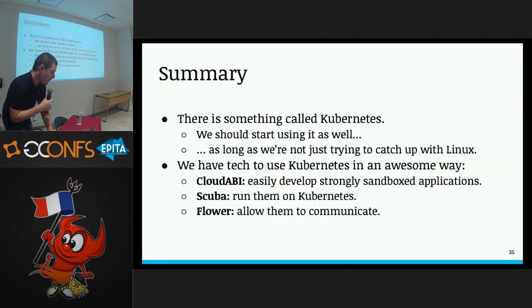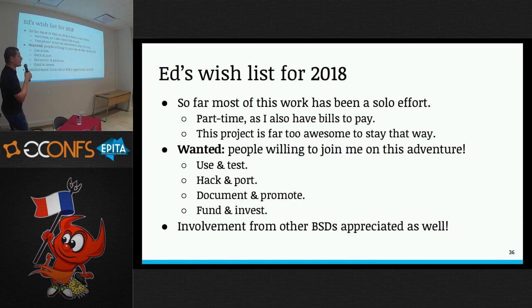So wrapping up. If it would have worked, there is something called Kubernetes. I think we at FreeBSD should be using it as well, if we're not just trying to catch up with Linux. We have some components in FreeBSD already, or some readily available, that allow us to do that. One of them is CloudABI, for easily sandboxing. With Scuba, we can run it on the cluster, and with Flower, we can allow them to communicate over the network. So what's my wish list for 2018, or the remainder of 2017 as well?